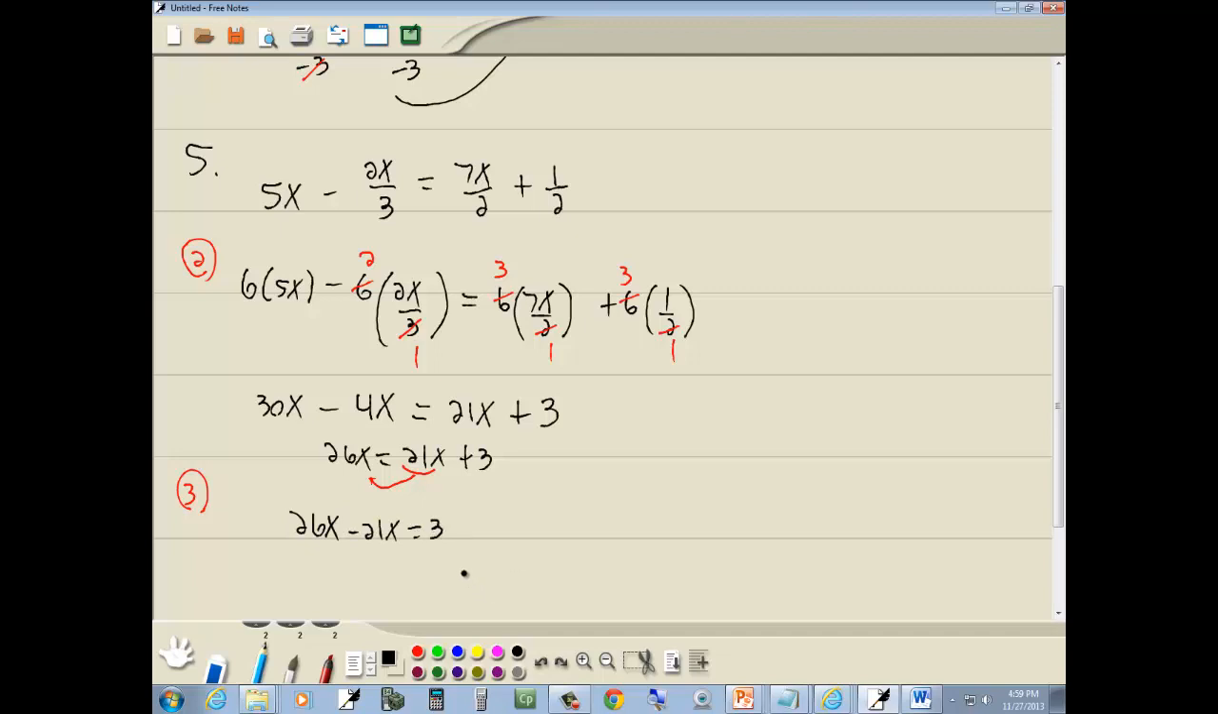Again, when you take anything across the equals, your sign changes. Combine together like terms. We got 26x minus 21x. That gives us 5x equals 3. Step 4. Divide both sides by the number in front of our x. The number in front of our x is a 5, so we'll divide both sides by 5. And those cancel. And we get x is equal to 3/5.